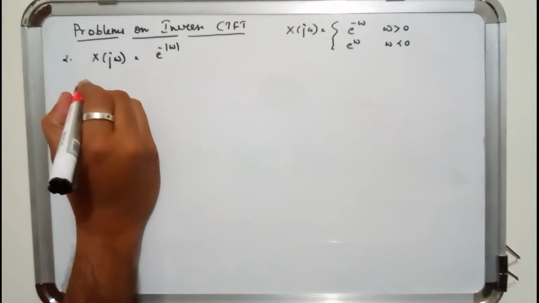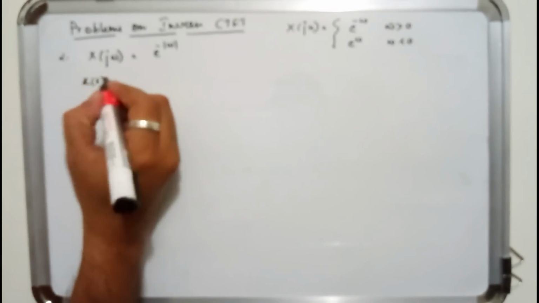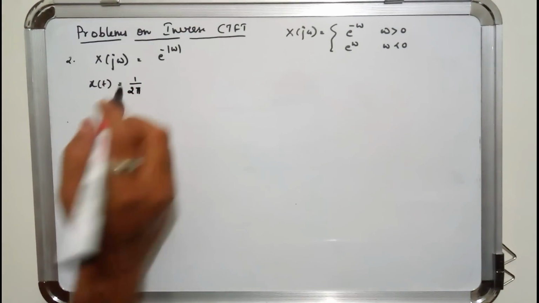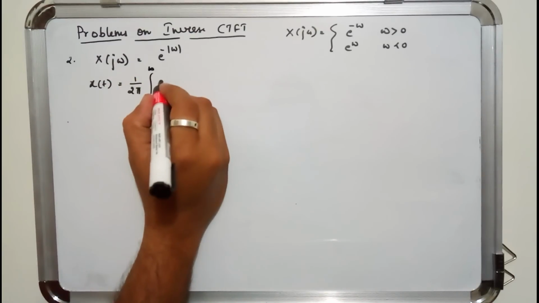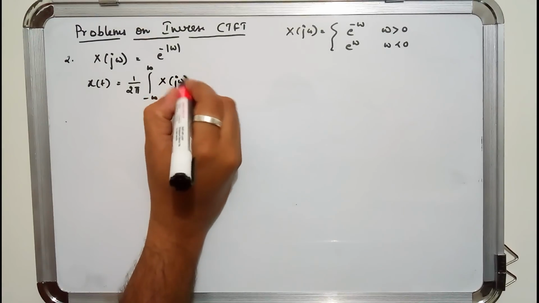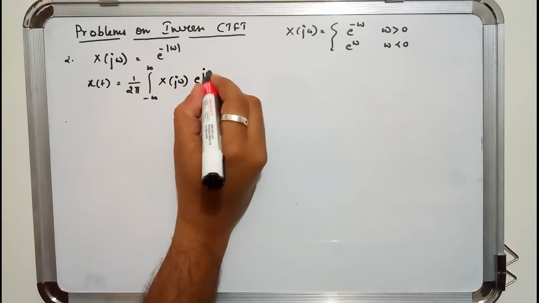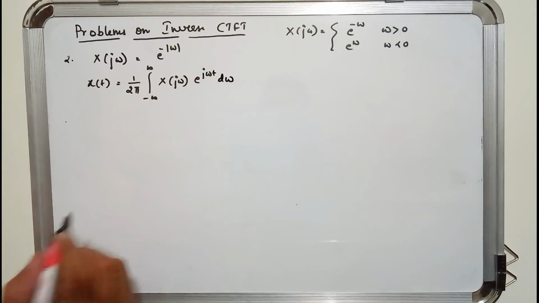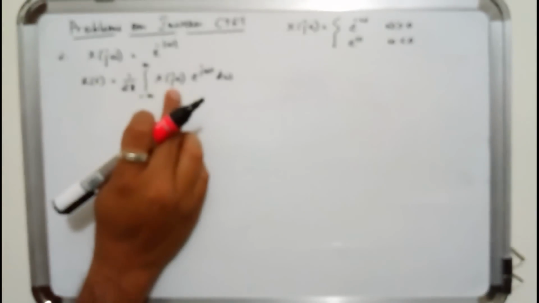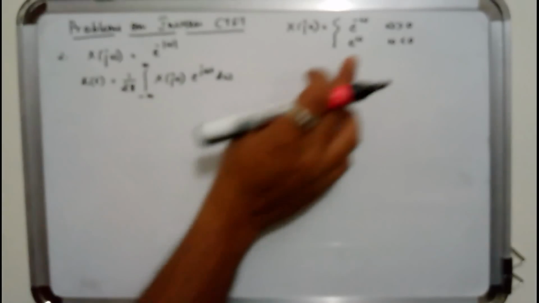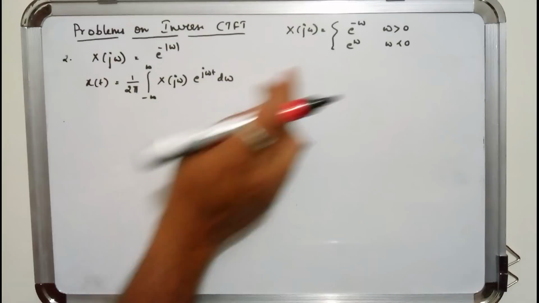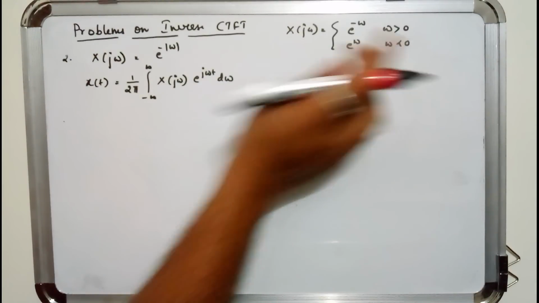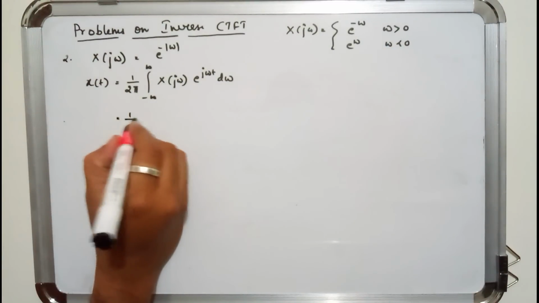Now what is the inverse CTFT equation? That will fetch you x(t). This is from the basics: 1/2π integral from minus infinity to infinity of X(jω) e^(jωt) dω. Now X(jω) is not continuous throughout the values of ω, because it has different values for different values of ω. So it is 1/2π.